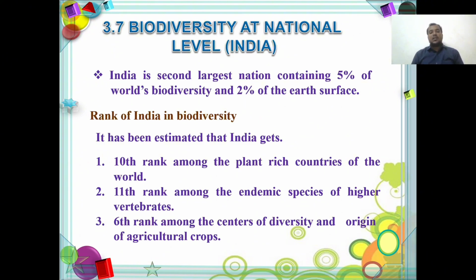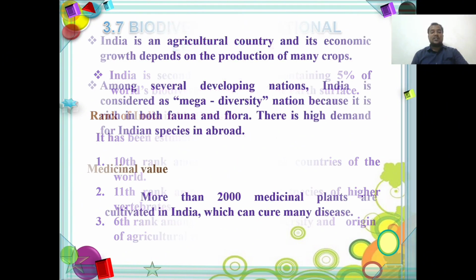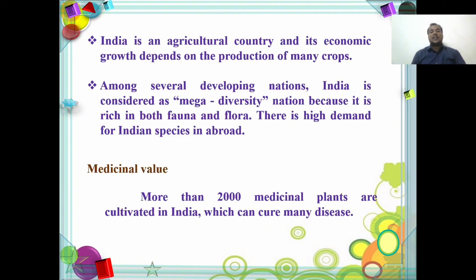Then, biodiversity at the national level. India is the second largest nation, containing 5% of the world's biodiversity in 2% of the Earth's surface. It has been estimated that India gets 10th rank among the plant-rich countries of the world, 11th rank among the endemic species of higher vertebrates, and 6th rank among all the nations as a center of diversity and origin of agricultural crops. India is an agricultural country, and its economic growth depends on the production of many crops. Among several developing nations, India is considered a mega diversity nation because it is rich in both fauna and flora, and there is high demand for Indian species abroad.